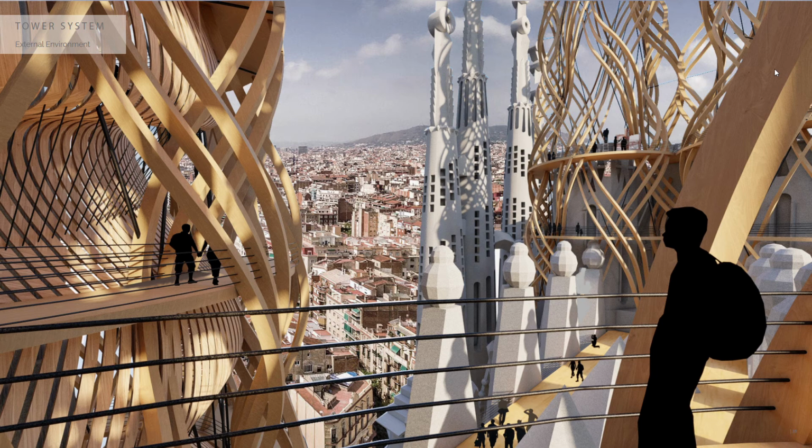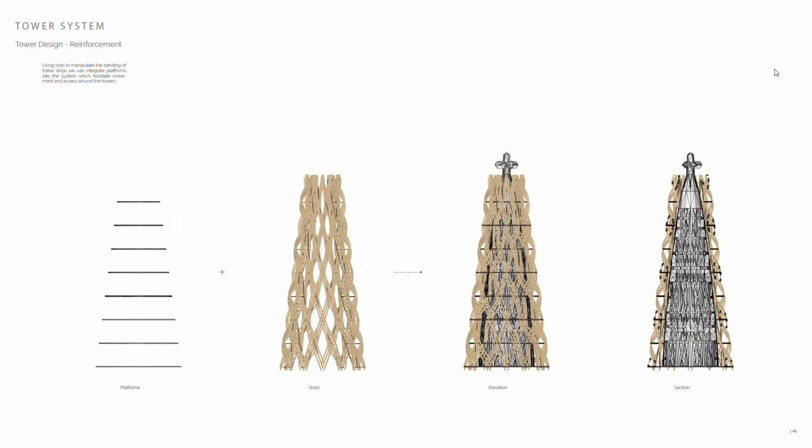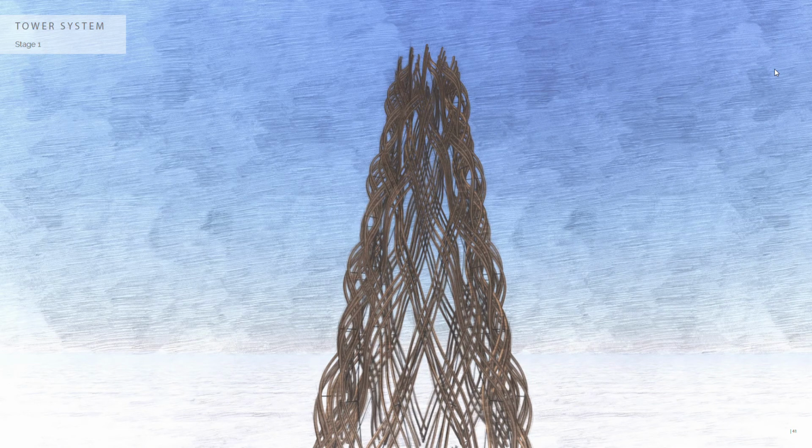This tower system was created using the rules extracted from the earlier material experiments. By interweaving large timber strips with steel rods, we can create an elegant structure that can easily be modularized. We can then integrate platforms into the system, which will facilitate movement around the towers. The full system is built before the construction of the basilica towers commence, providing an opportunity for visitors to experience a glimpse of the future towers.